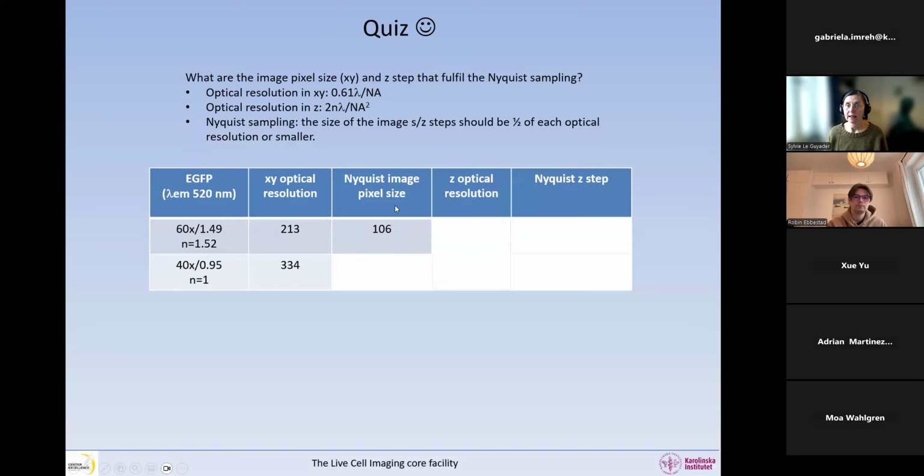Ta-da! And what does that mean? It should be 106 or smaller, right? Because if we have smaller pixels, we have more pixels and a higher digital resolution, so we definitely will resolve this. So it should be 106 or smaller. And in here, same thing, it's just half. All right, so what now is the Z optical resolution for this objective?